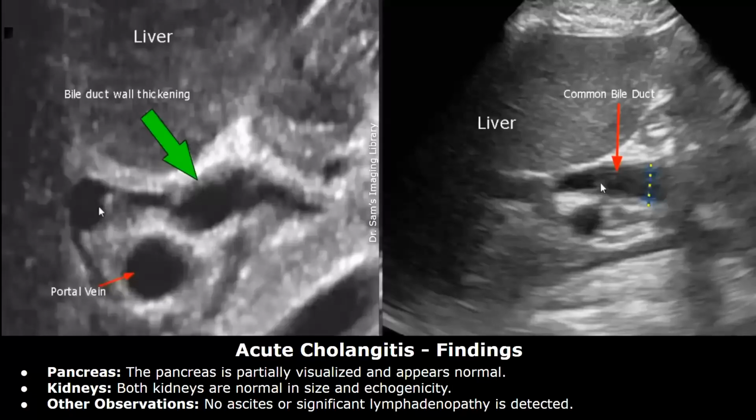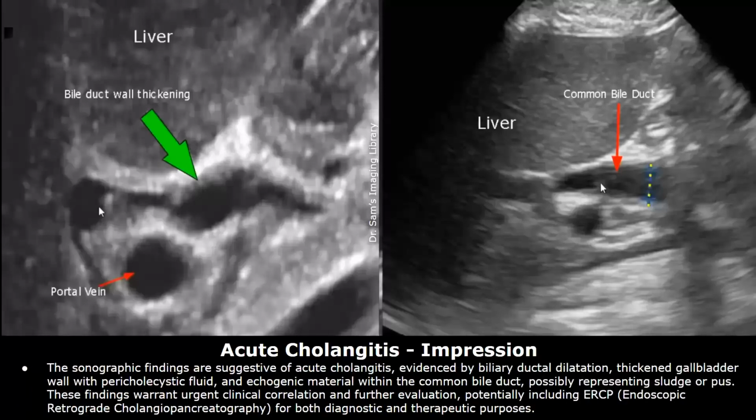And this is the impression. The sonographic findings are suggestive of acute cholangitis, evidenced by biliary ductal dilatation, thickened gallbladder wall with pericholecystic fluid, and echogenic material within the common bile duct, possibly representing sludge or pus. These findings warrant urgent clinical correlation and further evaluation, potentially including ERCP for both diagnostic and therapeutic purposes.